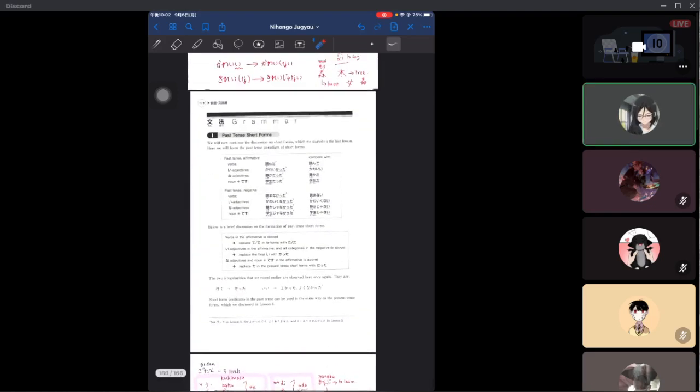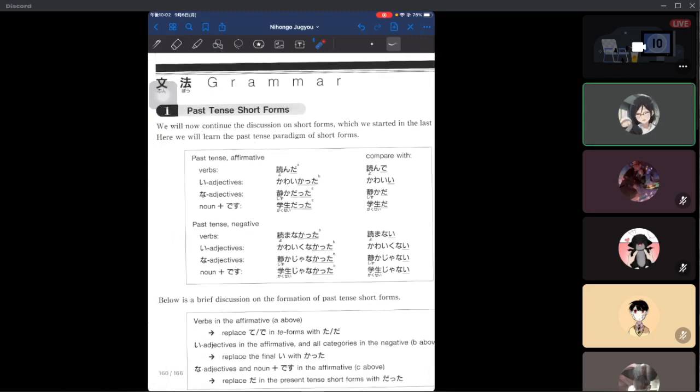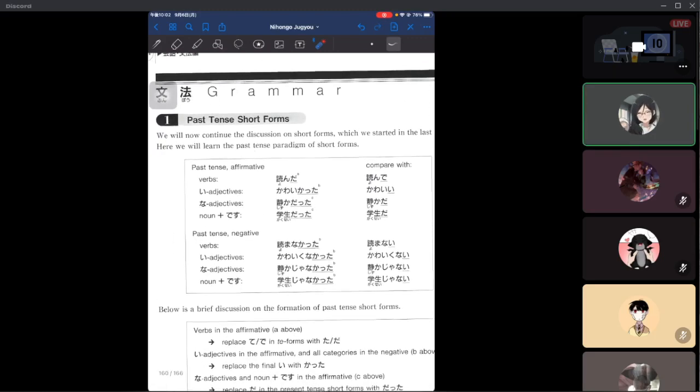So if you check it again here, the past tense short form, this one is the verb yomu, which means to read. If you change it into past tense, as I mentioned, if it's mu, basically you just change it to nda. That's why it becomes yonda.